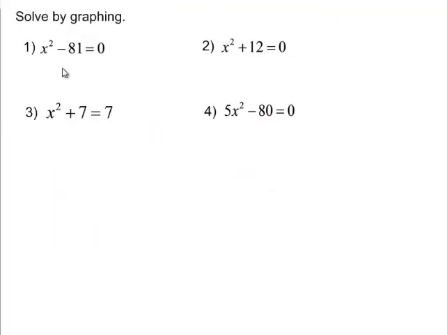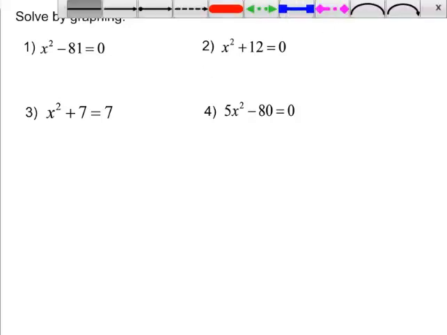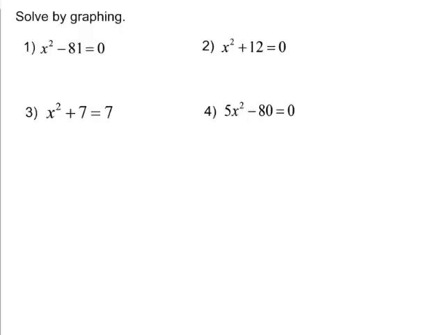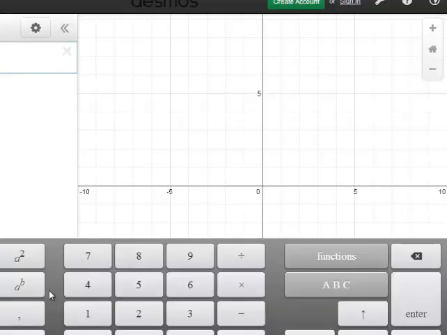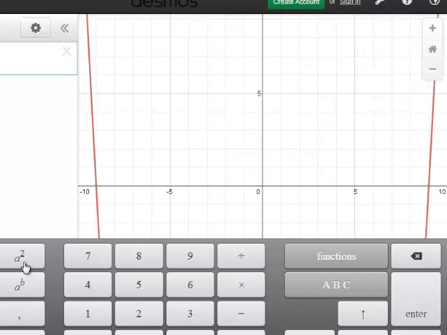All right, so on our first step, solve by graphing. I have x squared minus 81 equals 0. If I solve this by graphing, we need to have a graph available. So I'm going to come over here to Desmos and plug in x squared minus 81.